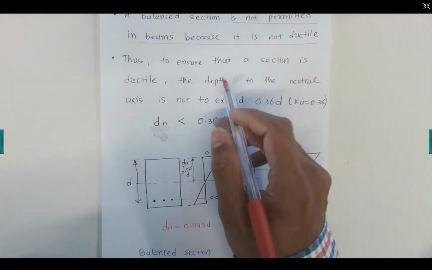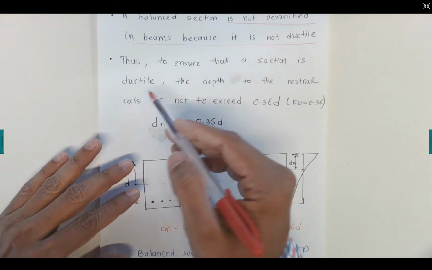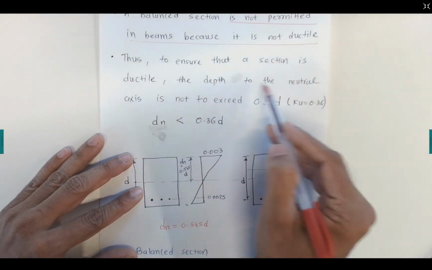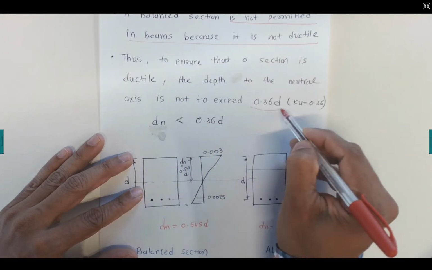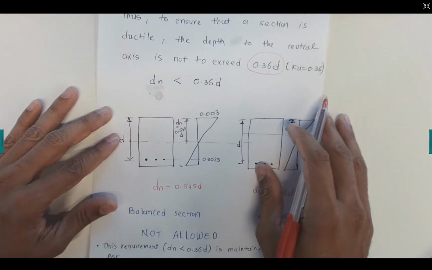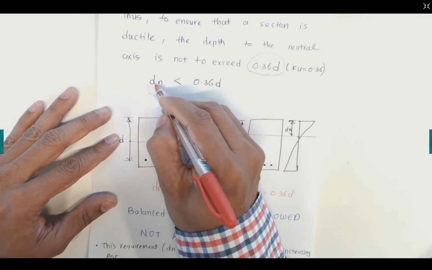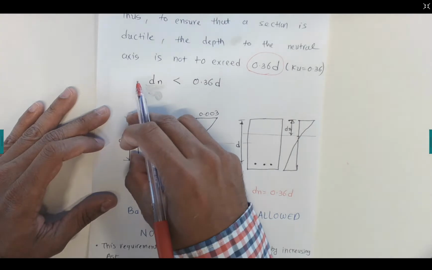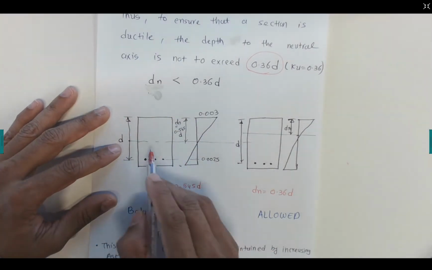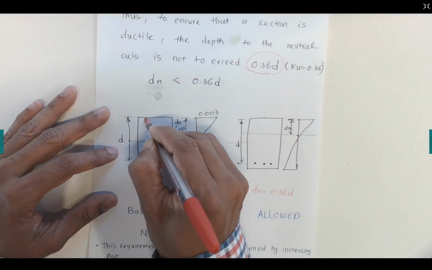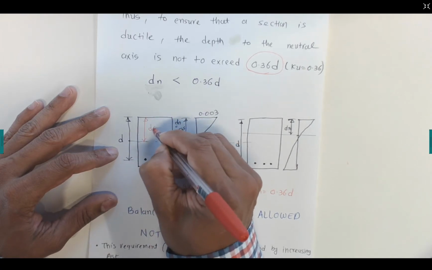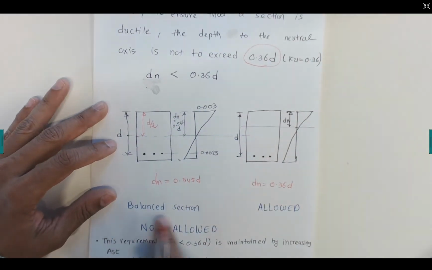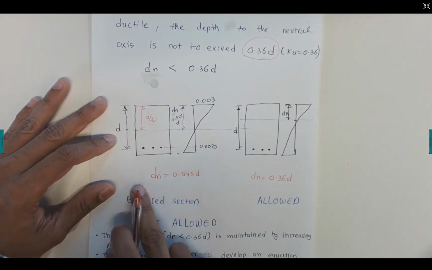In that case, we make sure that the section is ductile. It should not have a brittle failure. The depth of the neutral axis should not exceed 0.36 d. So we make sure the dn value that we calculate is always less than 0.36 times the depth. Now for example, this is a balanced section where this value is just half of d. This is not allowed.